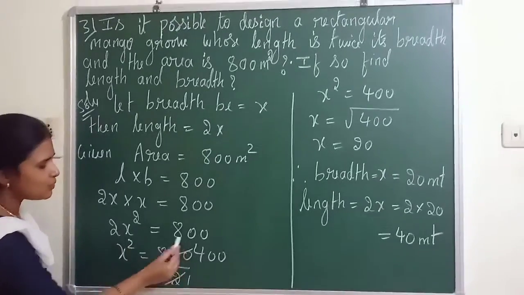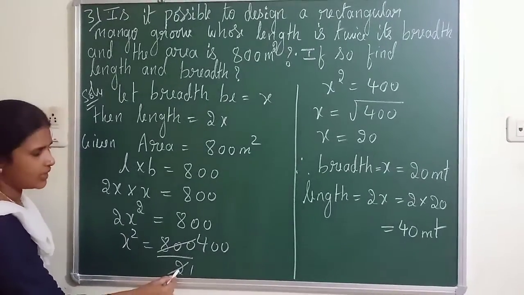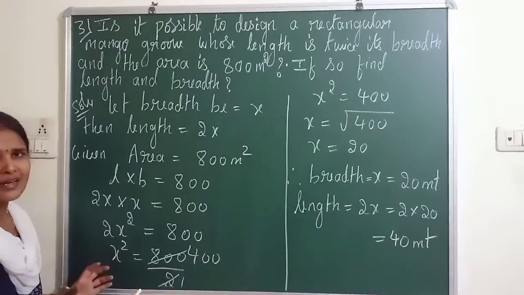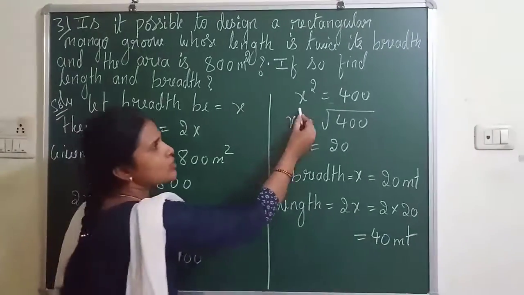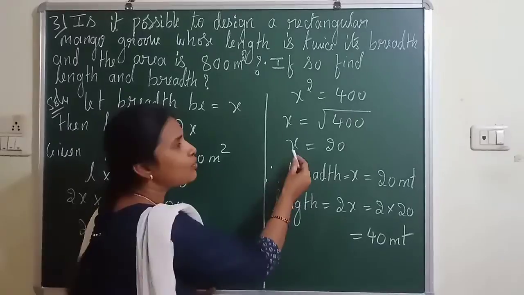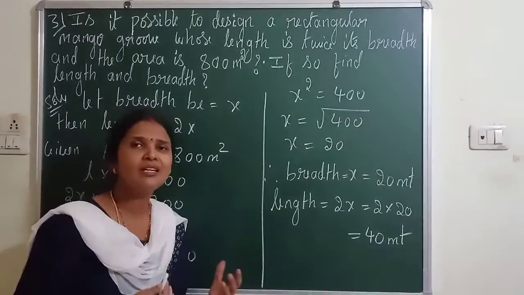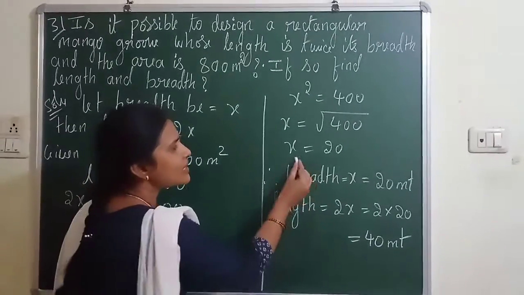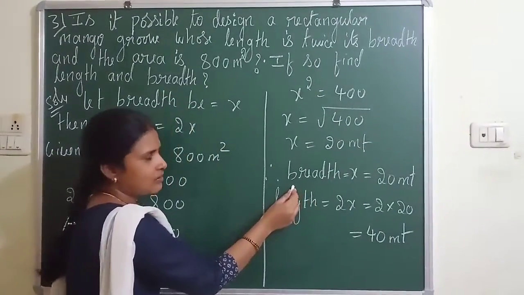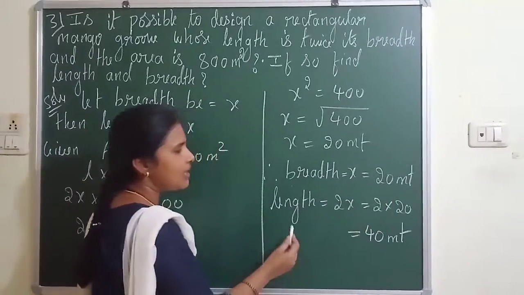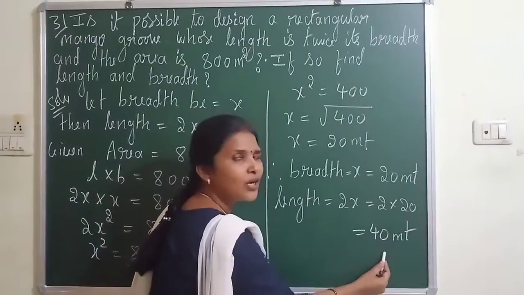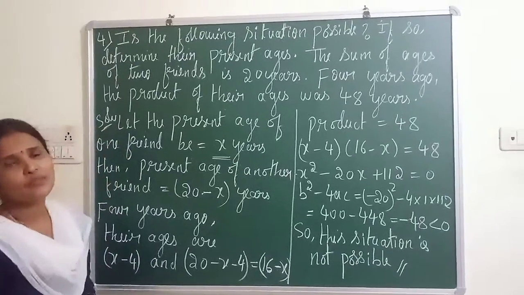So 2x square equals 800, x square equals what? 400. So no need of checking the discriminant. Without checking the discriminant, we can understand that it has a solution. Why? Because x square is 400, x equal to what? Square root of 400. So x equal to plus or minus 20. Here length and breadth cannot be negative. Therefore x is only positive, that is 20 meter. So what did we assume x as? Breadth. Breadth is x, that is 20 meter, and length we have taken as 2x, that is 2 into 20, that is 40 meter. Now let me move to the next word problem.